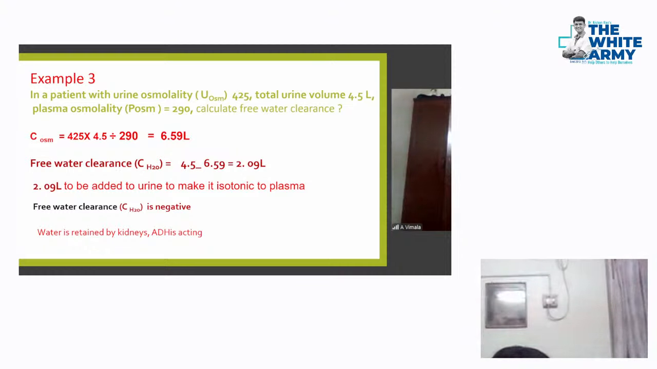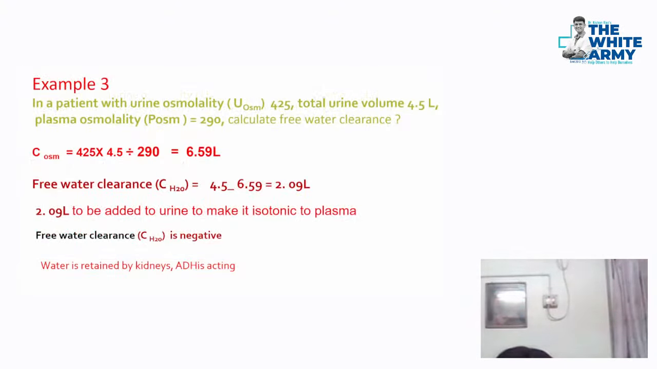But this patient has got only 4.5 liters of urine. So this patient is retaining 6.59 minus 4.5, which is around 2 liters. So the patient should have excreted 2 more liters to make the urine isoosmotic to plasma. So this is a negative free water clearance. That is, the patient is retaining water which should have been excreted to make the urine isoosmotic to plasma. This is called a negative free water clearance.